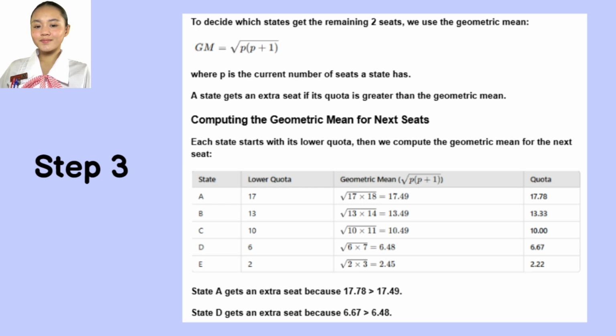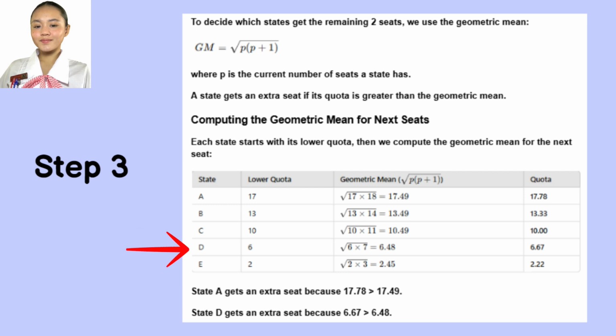So state B, lower quota is 13. Then geometric mean is 13.49. Quota is 13.33. State C, lower quota is 10. Geometric mean is 10.49. Then quota is 10.